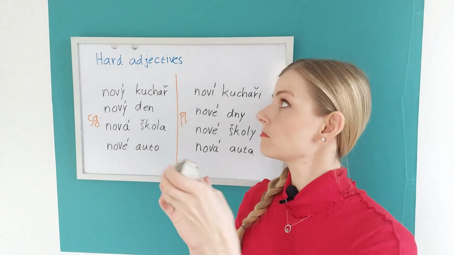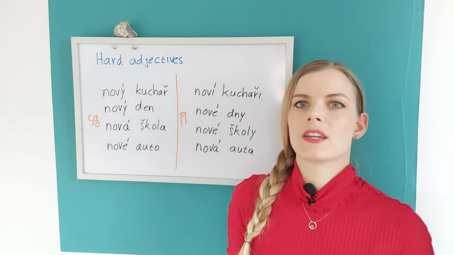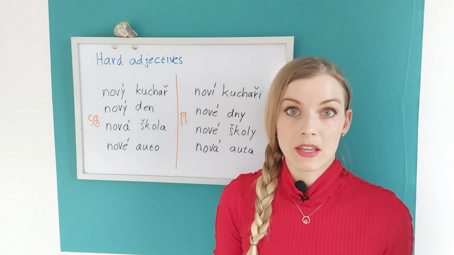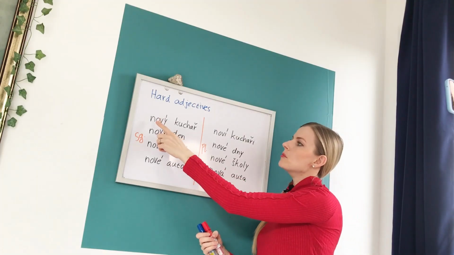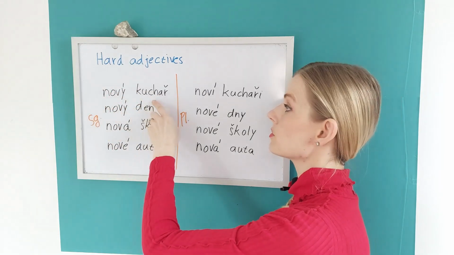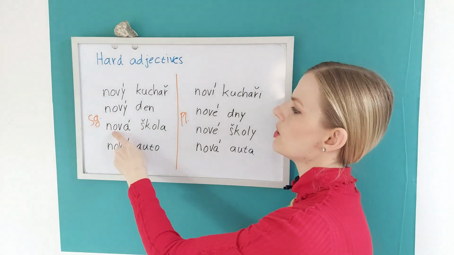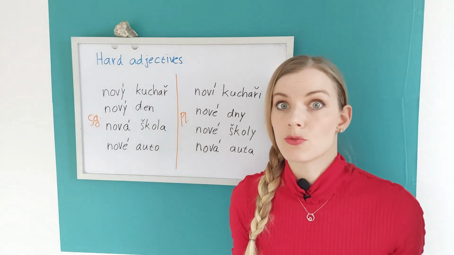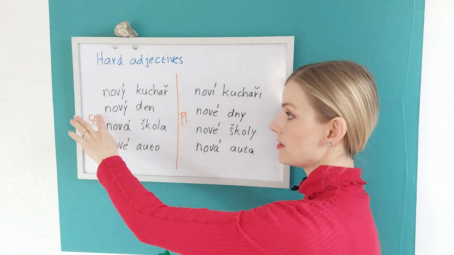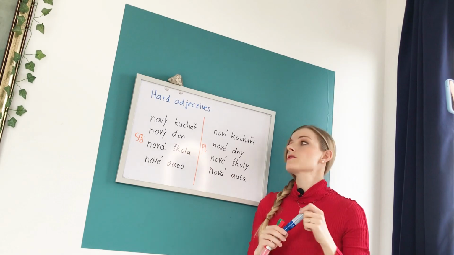Hard adjectives, I wonder when this is gonna fall down. One of the most common adjectives in Czech is nový, new, as we've seen before. Let's take a look at examples of how it changes. Nový kuchař, a new cook. Nový den, a new day. Nová škola, a new school. Nové auto, a new car. These are singular forms and we have different genders.